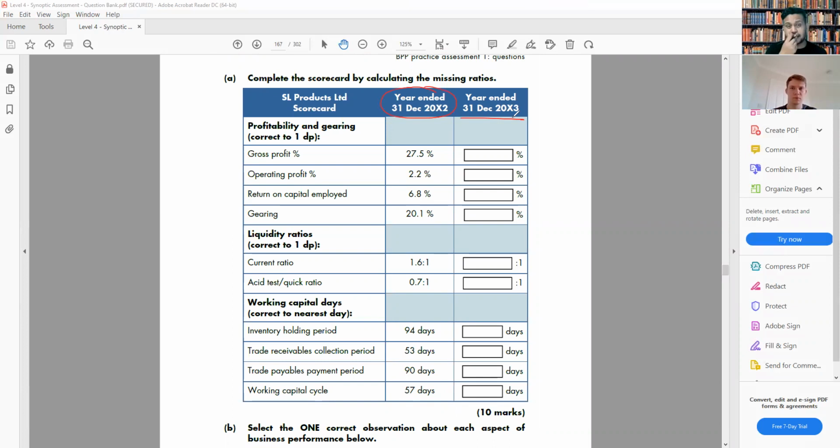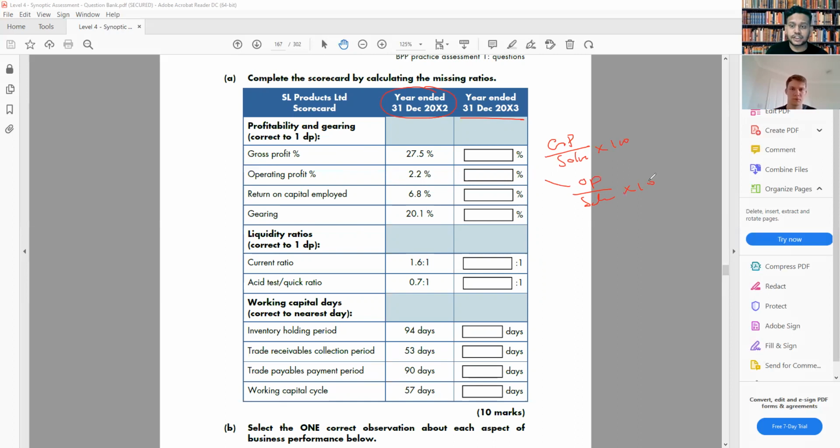Now you can do one thing. Sometimes when you do this question, for example, gross profit, what is the formula for gross profit? Gross profit divided by sales times 100, isn't it? Then operating profit divided by sales times 100. So all these formulas you have to remember.